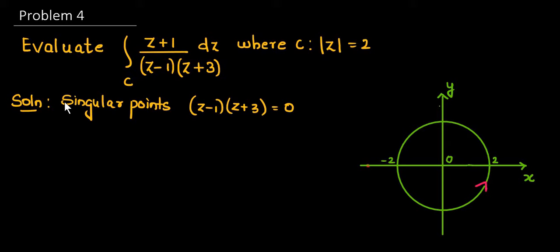Now let us locate the singular points by equating the denominator to 0. After solving, we get 1 and minus 3 as the singular points. Next we identify the location. Here the given curve is a circle with center at origin and radius 2. Now I am going to mark these points in the circle. Z equal to 1 lies somewhere around here and Z equal to minus 3 lies somewhere around here. So this is minus 3 and here we have 1.